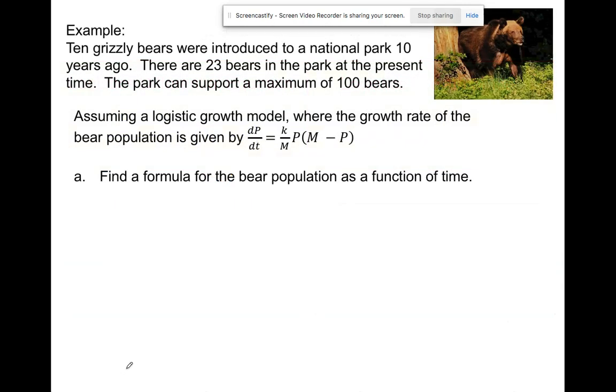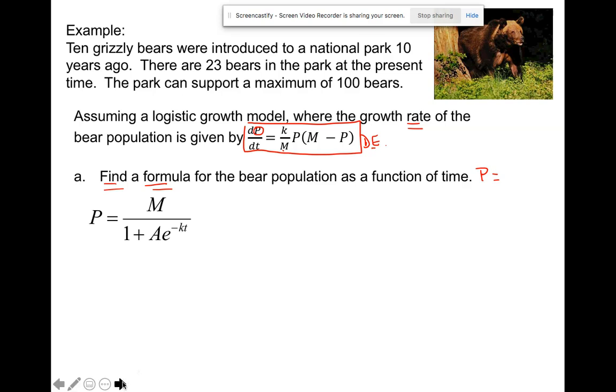So this is a handout that is linked on our page, and I'm going to go through this one example. Notice that they are giving me the logistic differential equation, the growth rate. They have the M underneath k, and they want to find a formula for the bear population as a function of time. What that means is they want P equals. You don't have to do any math to get P by itself as long as you know the logistic growth model. Okay, there it is. Fill in your information.